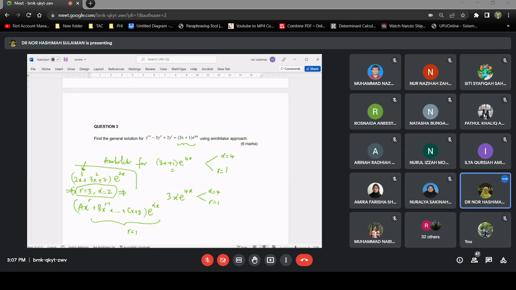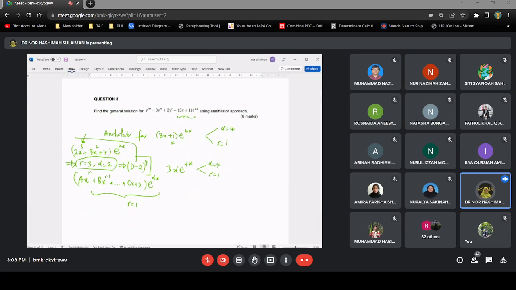Annihilator sama dengan apa? D minus 2. Power 3? Ya ke power 3? Power 4. Lupa dah ni. Kalau ada R tu macam repeat lah. Senang cakap R tu repeat lah. Dia punya general form sama dengan apa? Ini sebab R. Dia punya annihilator akan jadi apa tadi Nabil? D minus alpha to the power of what? R plus 1. Okay? Boleh faham?